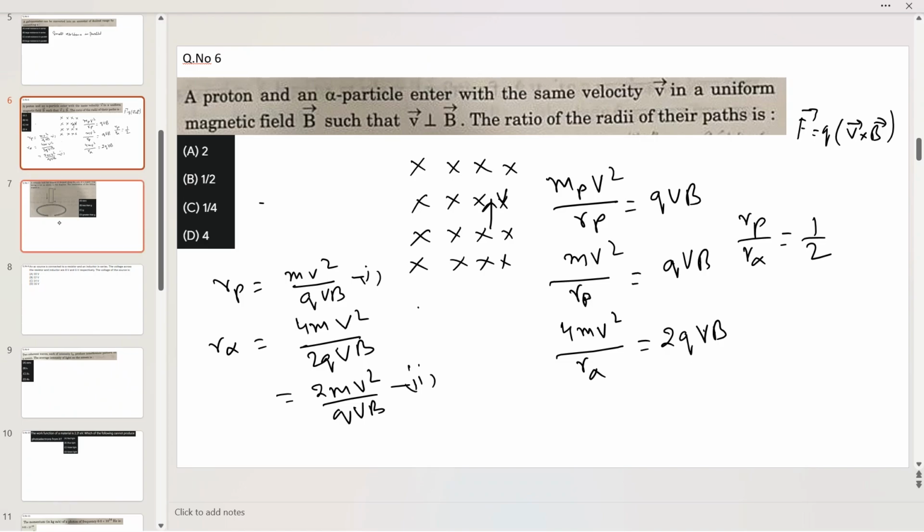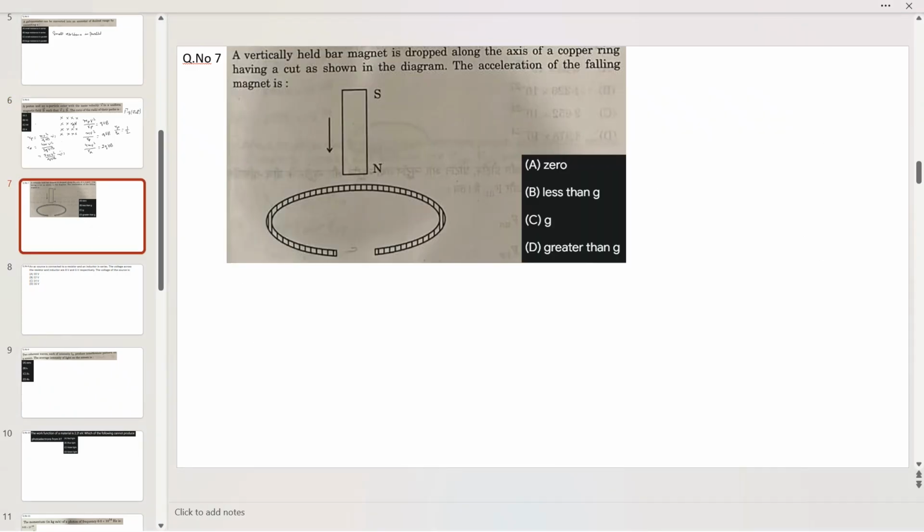Now I am going to another question. A vertically held bar magnet is dropped along the axis of a copper ring having a cut. Because there is a cut here, there is no current flow, so there is no induced current flowing through it. So there is no induced EMF, so there is no opposing force, so your acceleration will be g. The C option is correct.